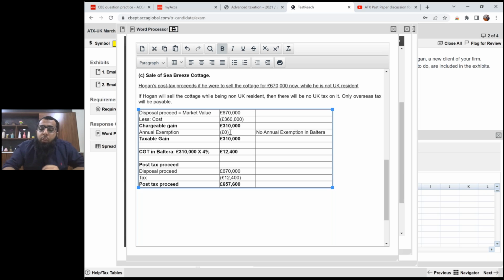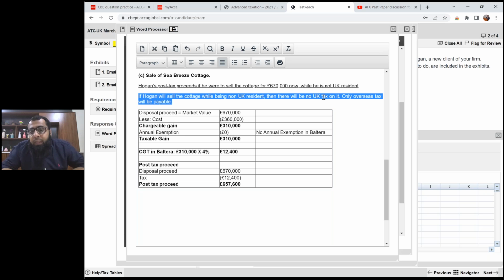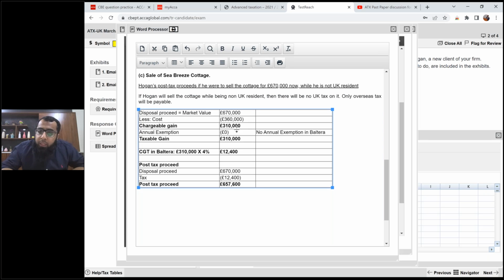Okay? So if Hogan sells the cottage while being non-resident, there will be no UK tax on it. Only overseas tax will be payable. So disposal proceed, less cost. This will give the chargeable gain, less annual exemption, which is zero because there is no annual exemption in Baltira. The taxable gain is 310. And then we applied the CGT. Post-tax proceed is disposal proceed less the tax. So this gives me the post-tax proceed.